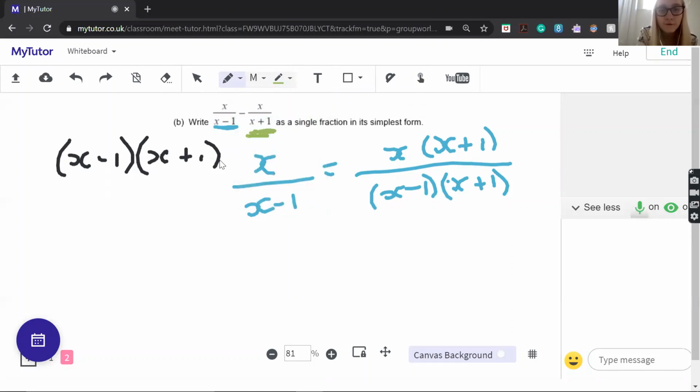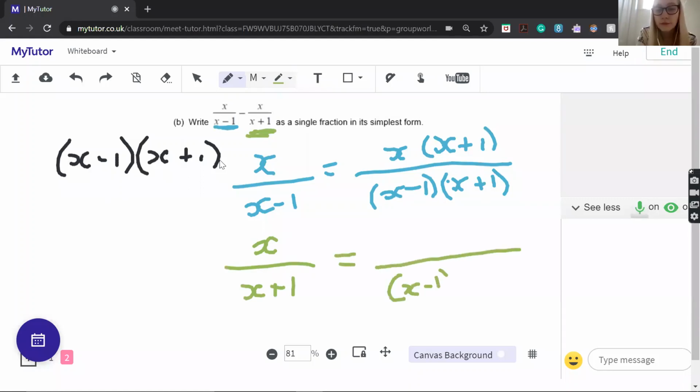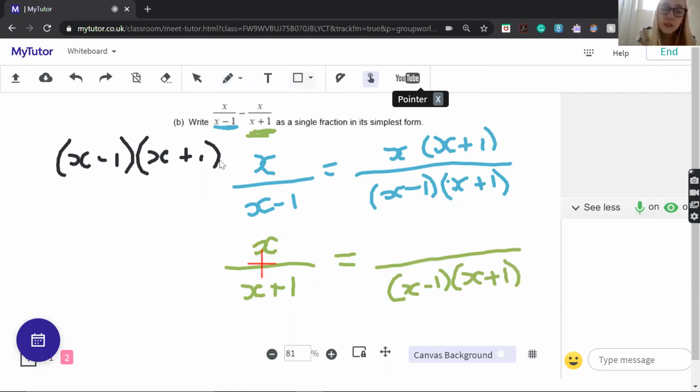Now let's have a look at the second fraction here, x over x plus 1. Well, we want to write that again as something over x minus 1, x plus 1. Now, what did we multiply this by to get this? We multiplied it by x minus 1. Yeah, we multiplied it by this bracket here.